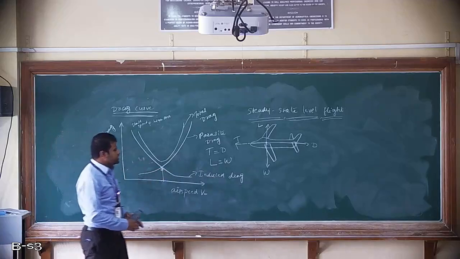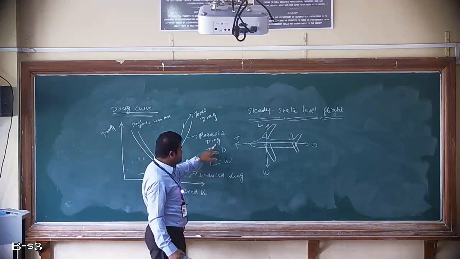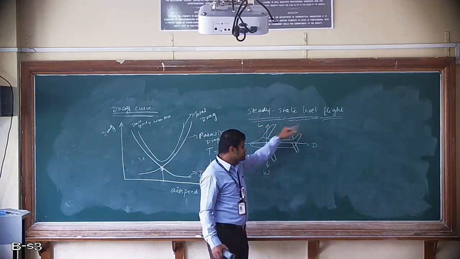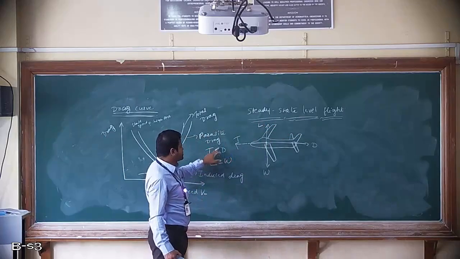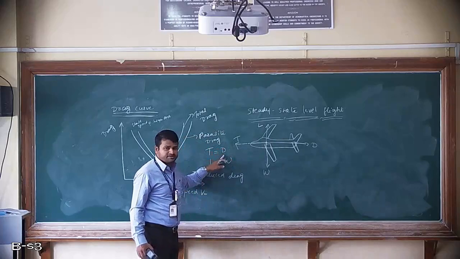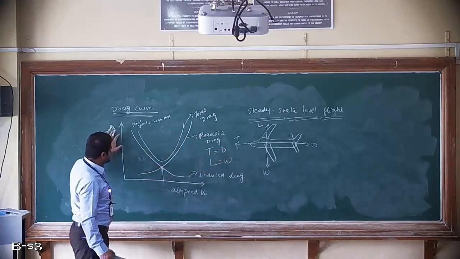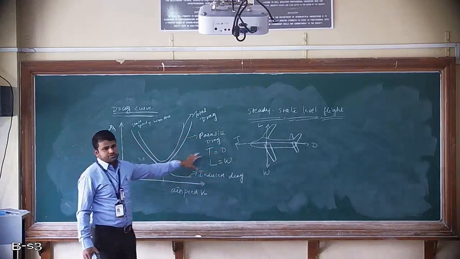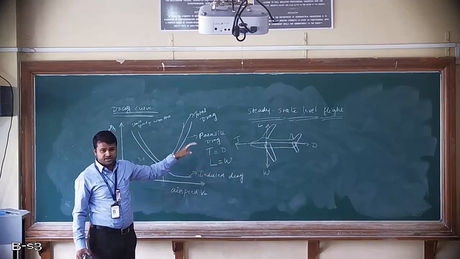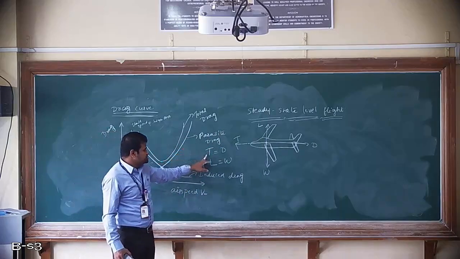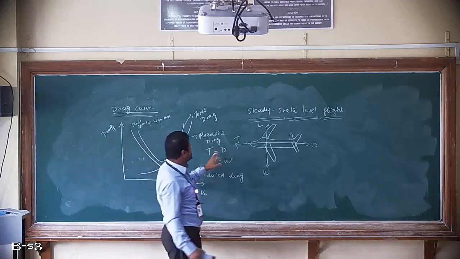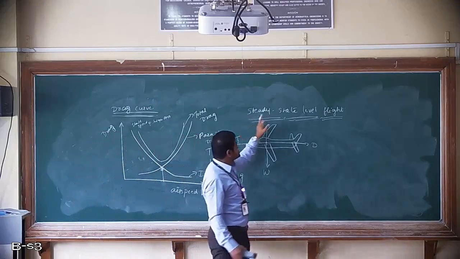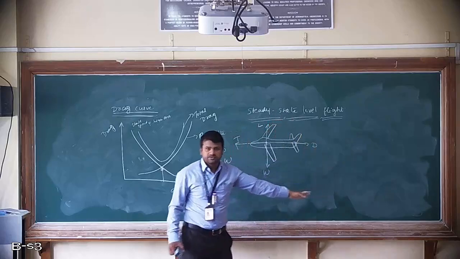Now we know that in steady state level flight condition, the thrust produced is equal to the amount of drag produced. That means this drag curve will act as the thrust curve. Are you understanding? This drag curve will act as the thrust curve, because this is applicable at steady state level flight condition. That we will see now.